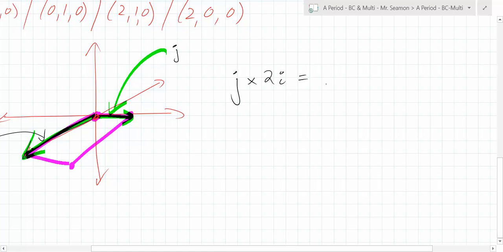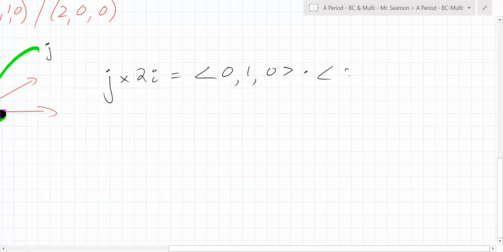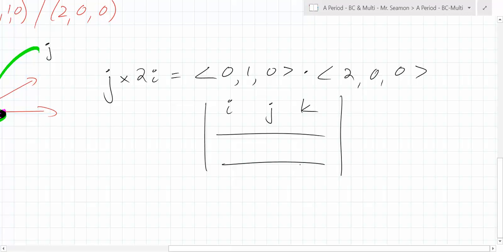If we cross these 2 in 3 dimensions, what is vector J? Vector J is 0, 1, 0, correct? And what is vector 2I going to be? 2, 0, 0, right? When you cross these things, you have to do the 3 by 3 determinant, correct? So you do I, J, K, and then you have 2 more lines here. Which one do you put in the middle and which one do you put on the bottom? So look, 0, 1, 0, 2, 0, 0.